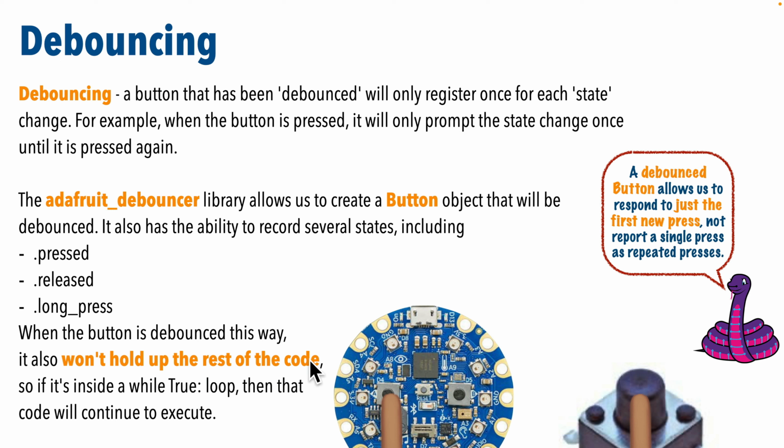So we're going to keep going through the while true loop. We're not going to halt the code while we're pressing the button. We're just not going to record more than one button press as long as the finger's down. And here's how we do it.